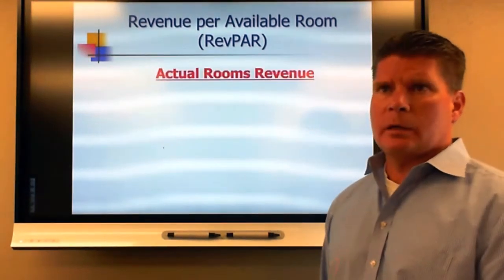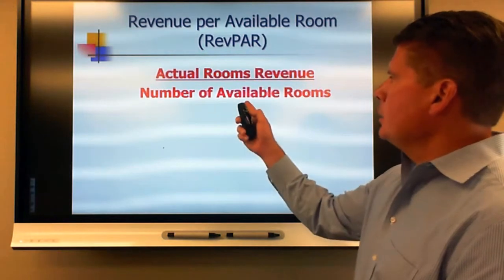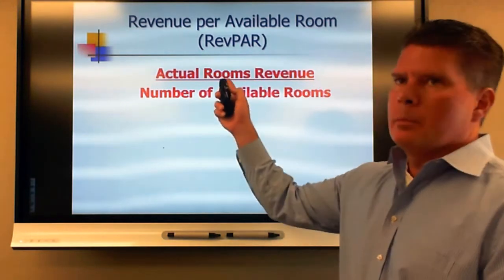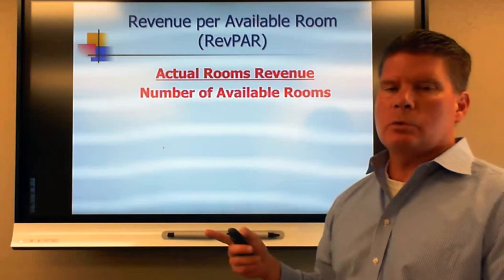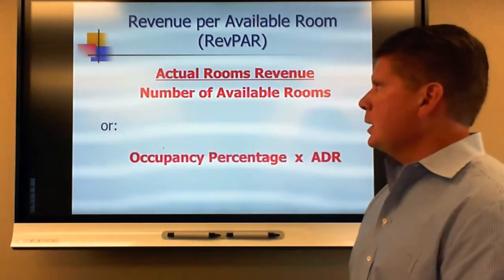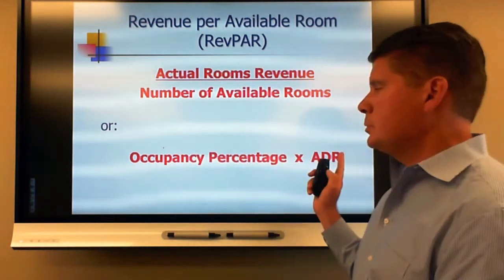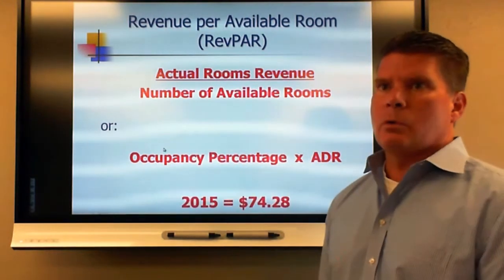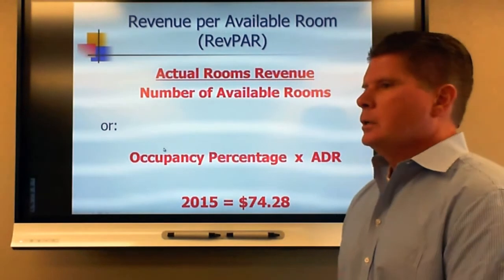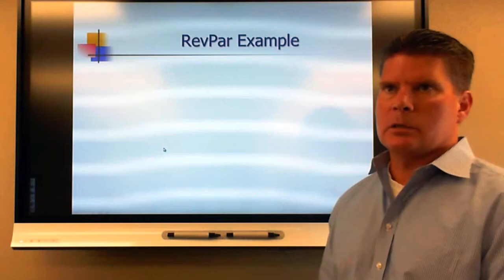The other key indicator for the hotel industry is RevPAR, revenue per available room. And this can be calculated two ways. You can take the room revenue and divide it by the number of available rooms, but this is also essentially two parts of occupancy and average daily rate. So the other way to calculate it is to just multiply your occupancy percentage times your average daily rate. In 2015, the average RevPAR in the United States was $74.28.